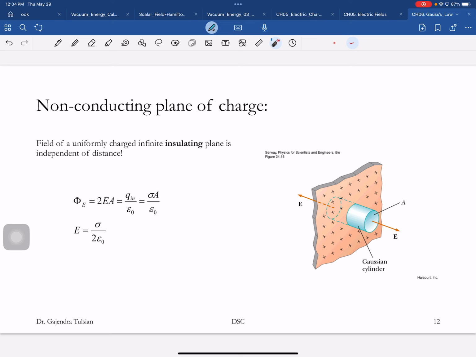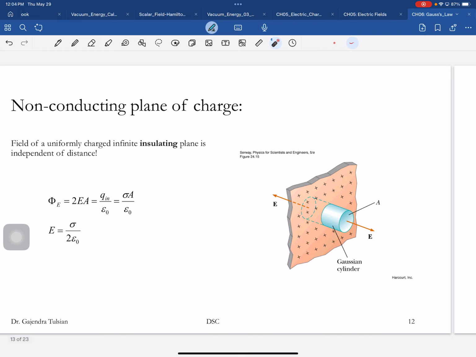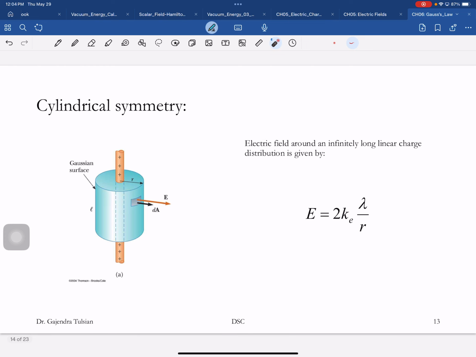So what's going on? Well, close by, only these charges have the greatest effect. These charges have very little effect. And the further out you go, the more and more charges come into play. So that's what's going on. But very interesting result.